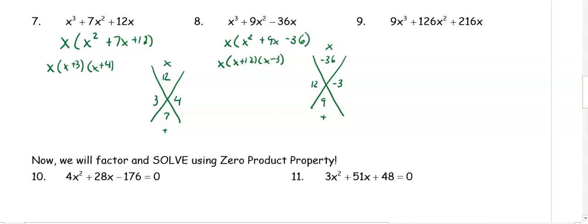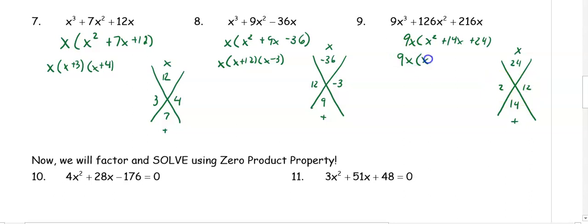In number 9, we have 9x cubed. We want it to become x squared, which means we need to divide by 9. And we need to take an x out. So 9x is going to be our GCF. And when we divide then, we get x squared plus 14x plus 24. So we need two numbers that multiply to 24 and add to 14. So those numbers are going to be 2 and 12. So we'd have 9x times x plus 2 times x plus 12.